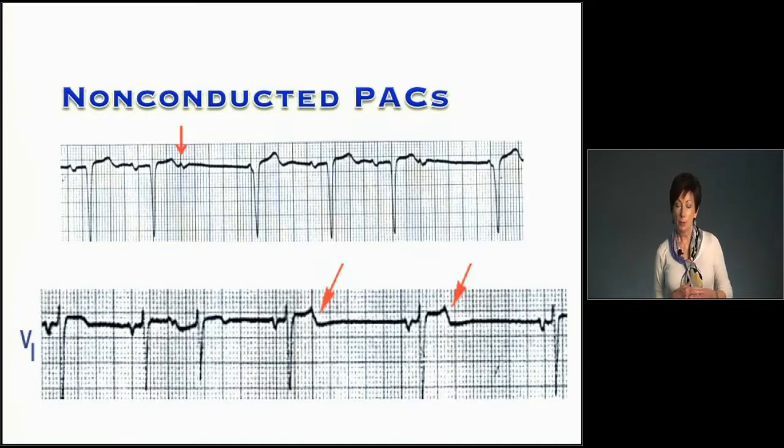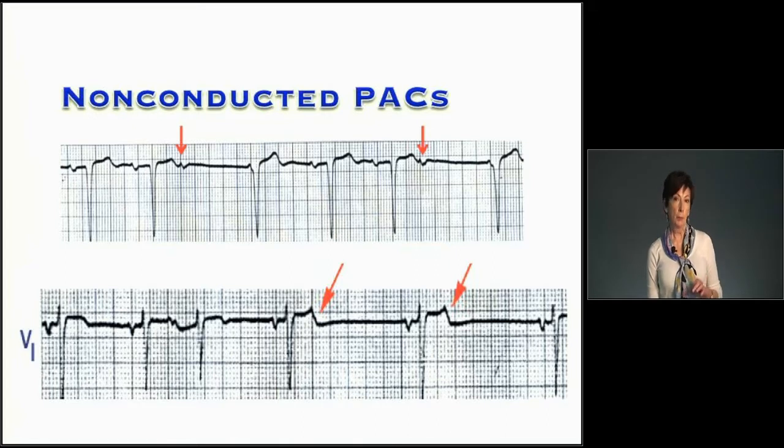So up in that top strip there are actually two non-conducted PACs. The last portion of that strip shows another P, and you can take a good look at the T. Get used to looking for distortions on the T waves for evidence of atrial activity. And sure enough, we have two T waves in the strip that are distorted, so non-conducted PAC.